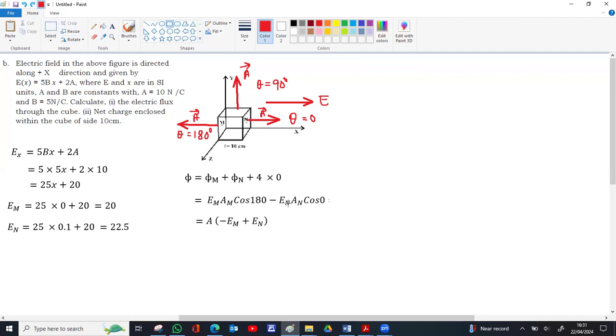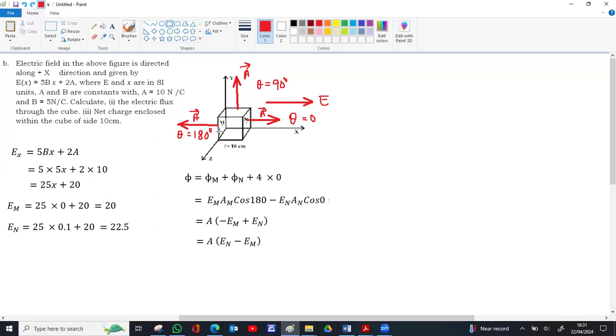This becomes minus because cos 180 is minus, and the other is already plus. So it will be minus EM plus EN. We can take EN first and EM next. It will be EN minus EM.